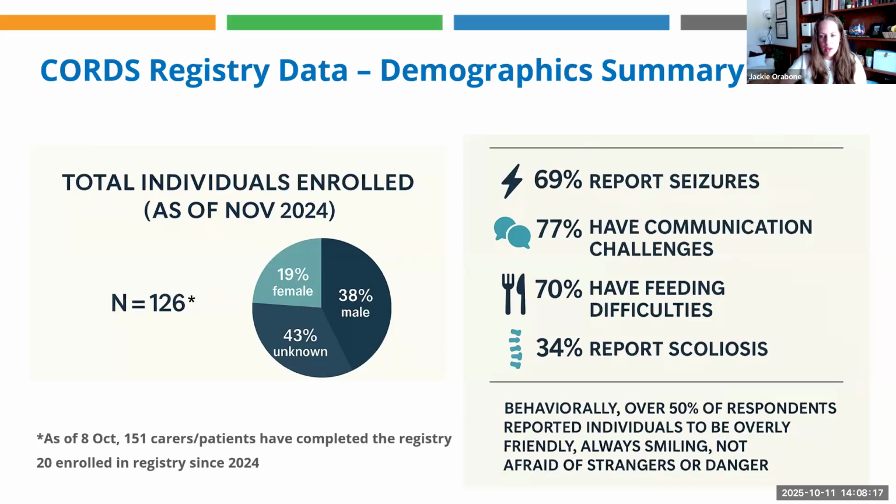The female and male spread is very similar to what has been seen with the other data. And then what you've been hearing all day: 69% of these individuals report seizures, 77% have communication challenges, 70% have feeding difficulties, and then 34% report scoliosis. We'll get into behaviors, but there are reported behaviors which include overly friendly, always smiling, and then not afraid of strangers or danger. And those were all reported in over 50% of the individuals in the CoRDS registry.